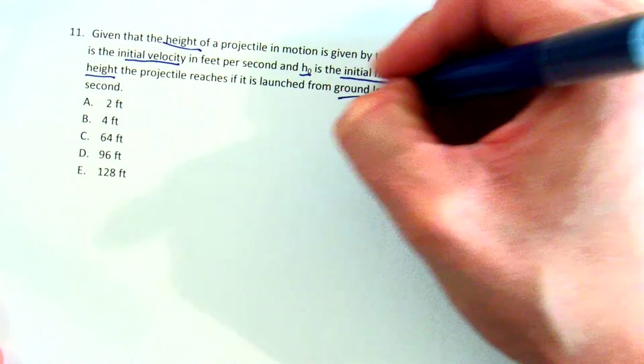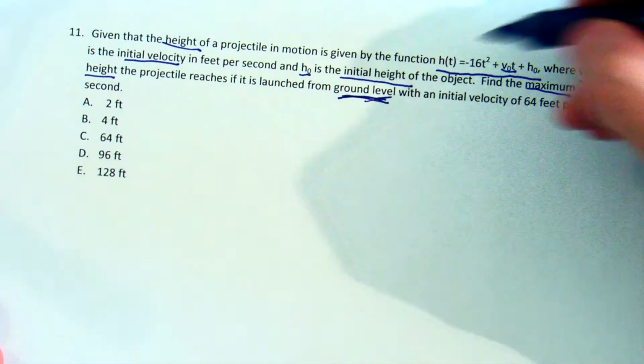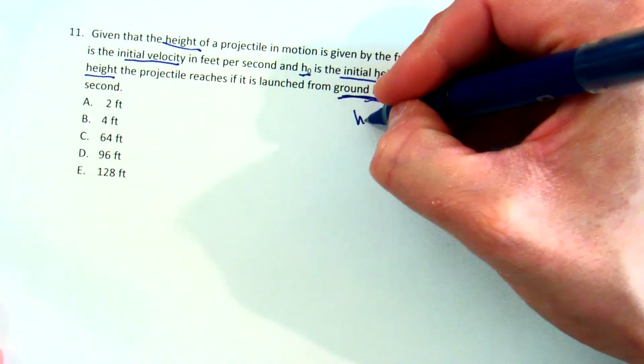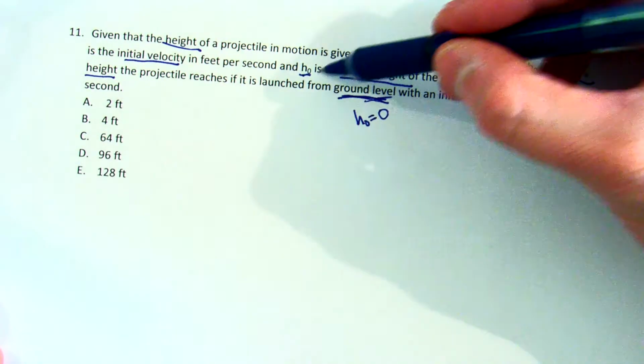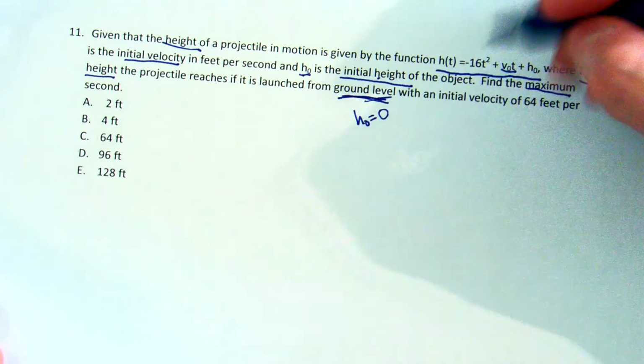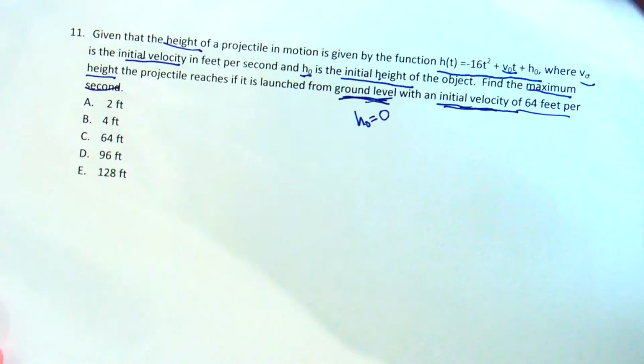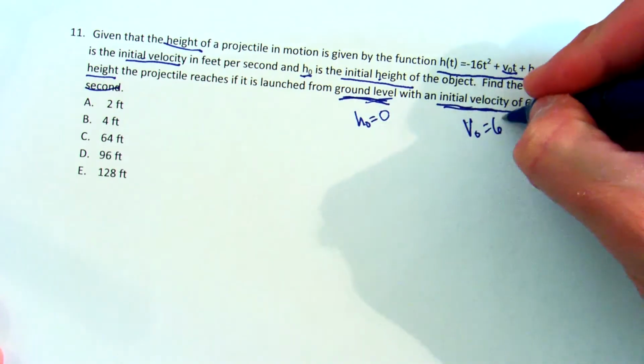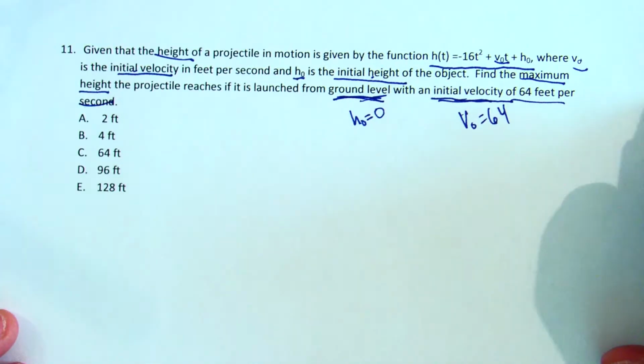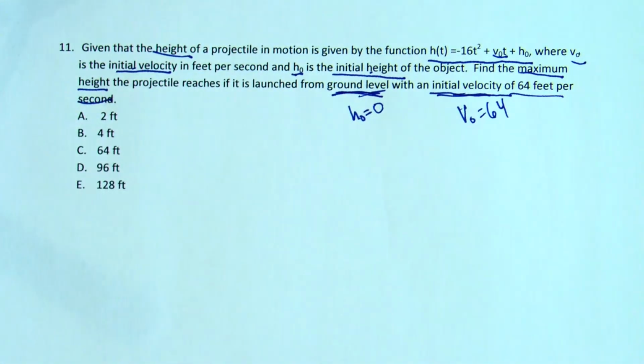So ground level means that h naught is 0 because there is no initial height. And the initial velocity is 64 feet per second. So initial velocity, if you remember, was v naught. So this means v naught is 64. Okay. So then you have to basically plug it into the equation.